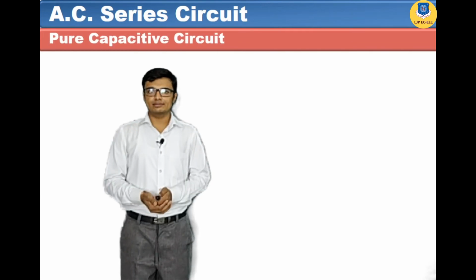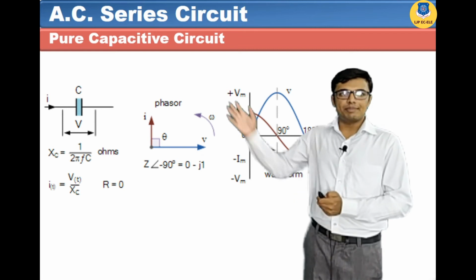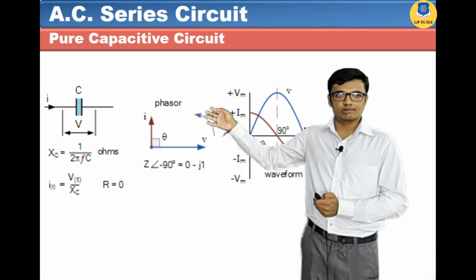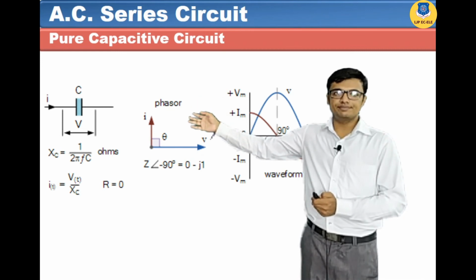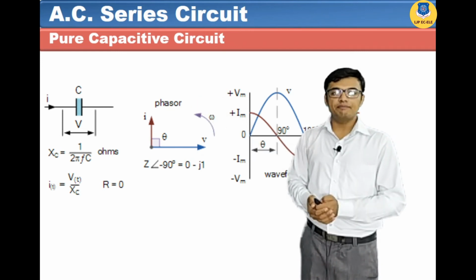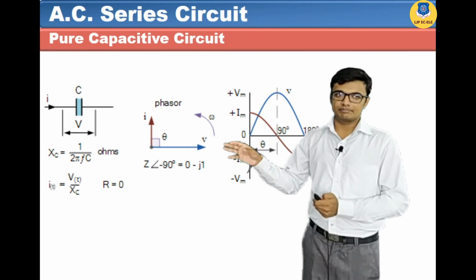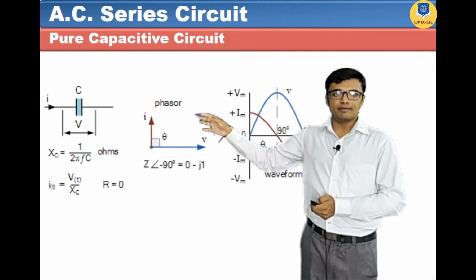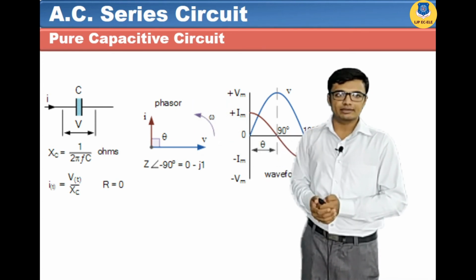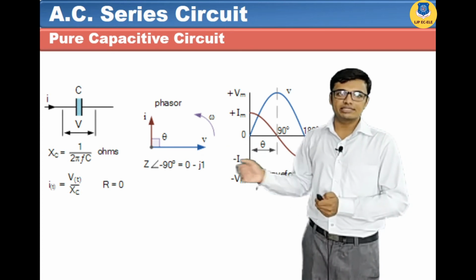Let's see the next circuit, that is the purely capacitive circuit. Here also we have connected one capacitor in series with the AC voltage source. So this is the capacitor C, and this is the AC voltage source, that is V. As we know, if we supply voltage to the capacitor, then the capacitor will store charge on it. During the positive half cycle, charge will be stored on one plate, and during the negative half cycle, charge will be stored on the opposite plate. There is no resistance in a purely capacitive circuit, so R is equal to 0.